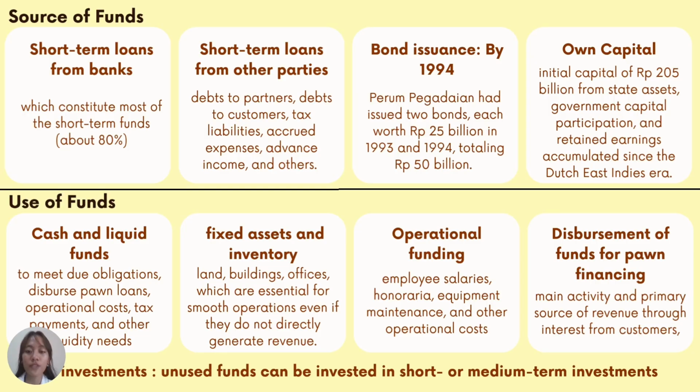Then disbursement of funds for pawn financing. More than 50% of funds are allocated here because this is the main activity and primary source of revenue through interest from customers, in addition to potential income from securities investment and auctioned collateral. Then the last one is other investments. The unused funds can be invested in short or medium term investments, for example, in property in collaboration with third parties to generate additional income, even though it is not the main source.